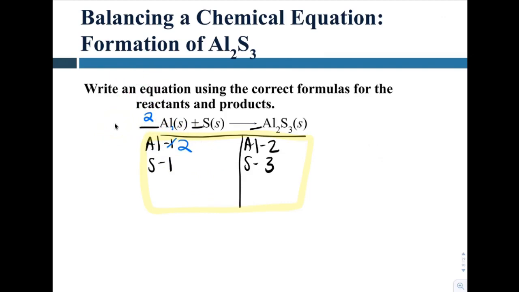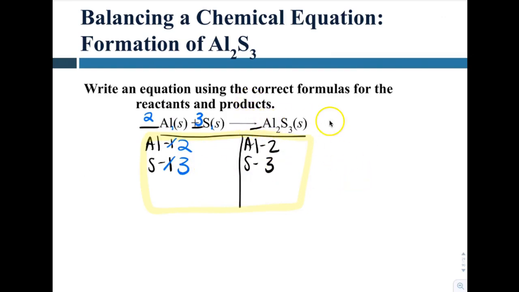Now let's look at sulfurs. I need 3 sulfurs. And so what can go here times 1 to give me 3? Well, stick a 3. 3 times 1 is 3. Now I have a balanced chemical equation because my 2 is equal to 2 and 3 is equal to 3. This is a balanced chemical equation.